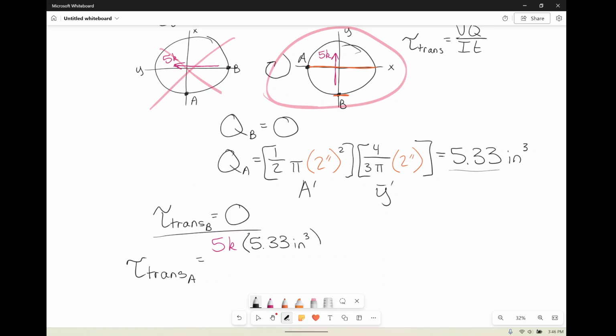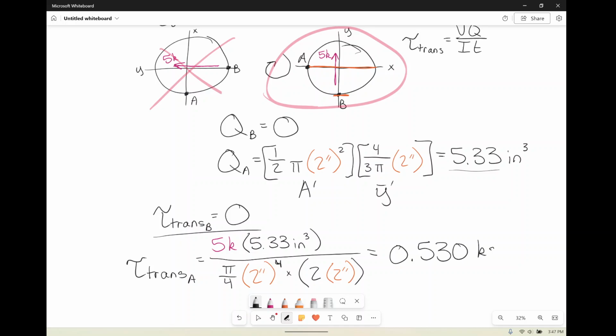Our Q here, 5.33 inches cubed, divided by I. Remember, I for a circle is the same in both directions: pi divided by 4 times the radius of 2 inches, raised to the 4th. And then times the thickness. The thickness was 2 times our radius, which was also 2 inches. So what we're going to get for the transverse stress is 0.530 ksi.